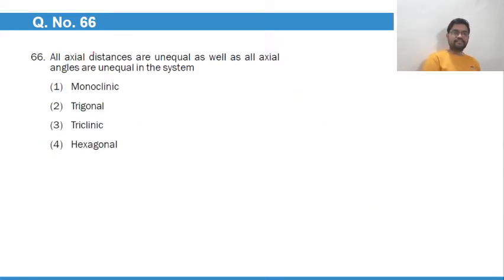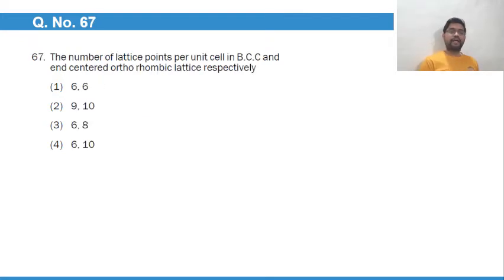66. All axial distances are unequal, as well as all axial angles are unequal. That is a is not equal to b is not equal to c, and alpha is not equal to beta is not equal to gamma. Out of that, the best thing that suits is triclinic. Option number 3.